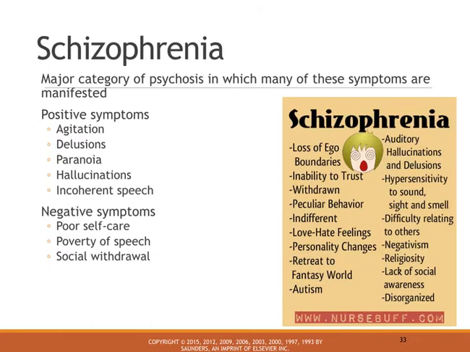Then we get into schizophrenia. Schizophrenia is a chronic psychotic disorder that usually presents in adolescence or early adulthood. And we say they have positive and negative symptoms, and they're listed here. And then the little picture on the side gives you some more specific examples of signs of schizophrenia.